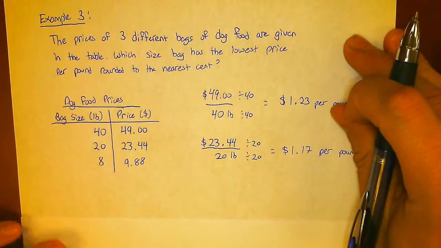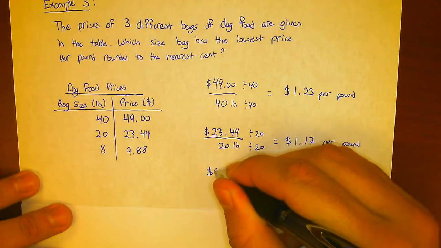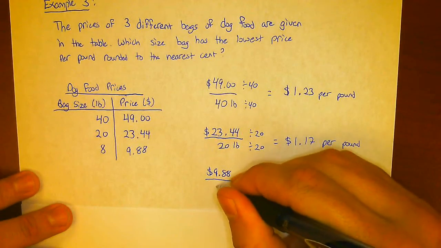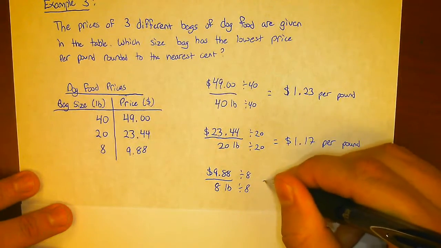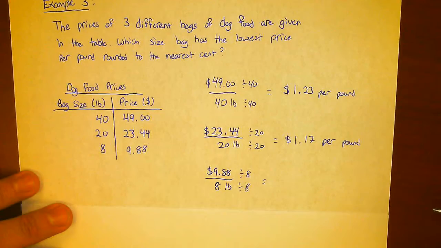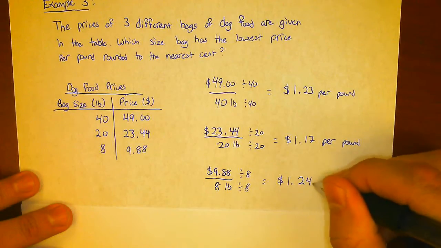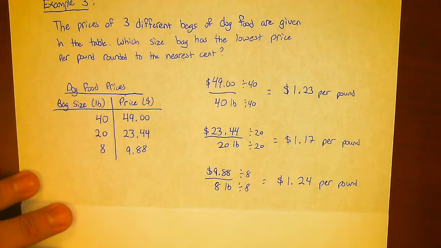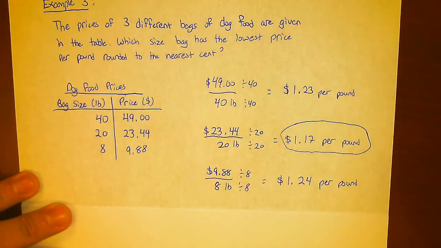So last one, we have one more bag to look at. That's the 8-pound bag for $9.88. So we've got $9.88 over 8 pounds. So we'll divide both top and bottom by 8. And that should give you a price of about $1.24 per pound. So after that, we've got bag B. The 20-pound bag is going to be your best bet here. It's your lowest per pound, $1.17.